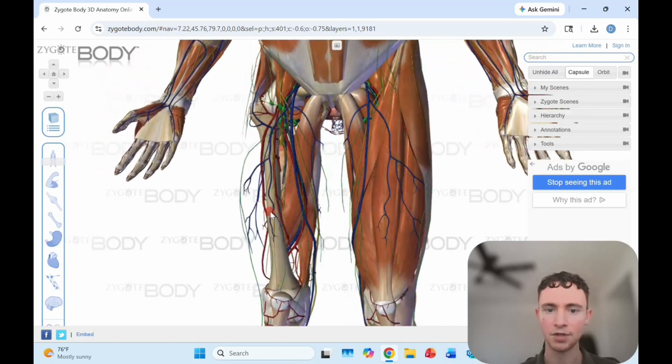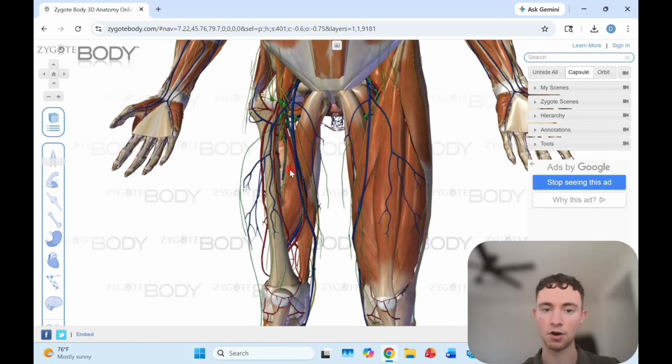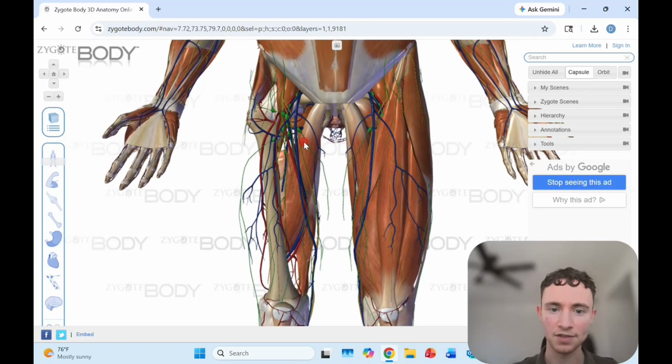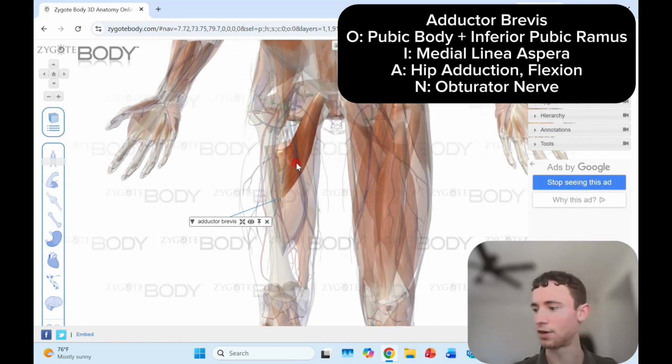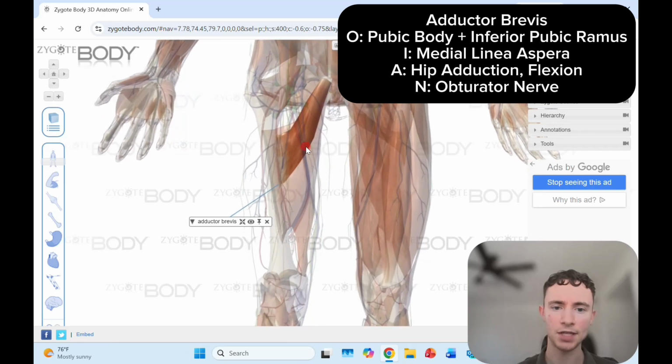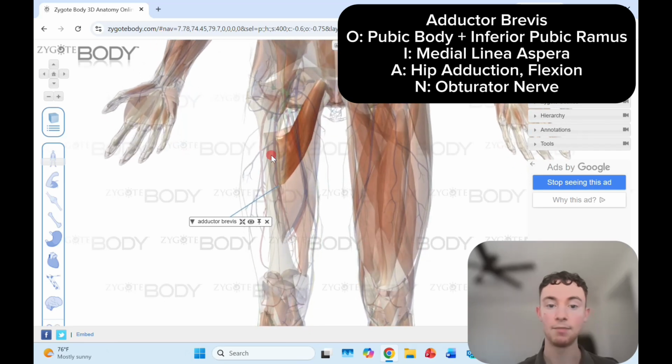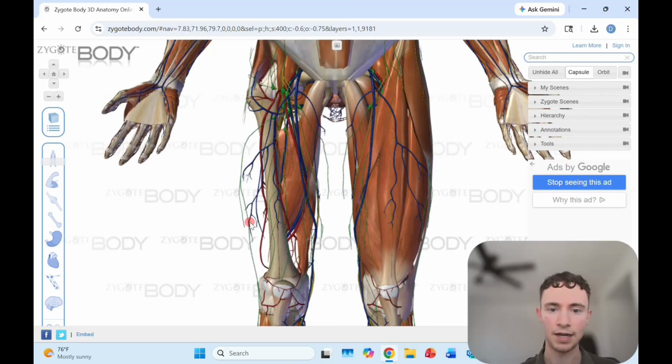All right, next muscles on the list. There's three left in the adductor component. They all start with adductor, and then there's just a brevis, a longus, and a magnus. So we'll start with the brevis here. Here is our adductor brevis. Adductor brevis starts up here on the body of the pubis and the inferior pubic ramus, and then comes down here to attach to the medial linea aspera. So that's that continual line on the back of the femur. This one is innervated by the obturator nerve and produces hip flexion and adduction. So we can go ahead and hide this one.